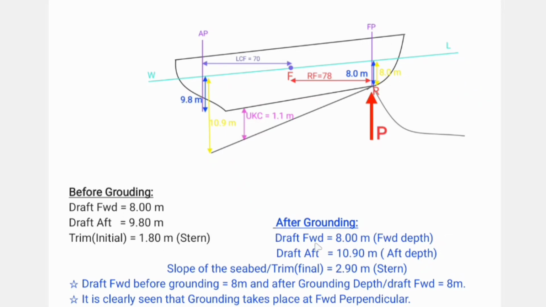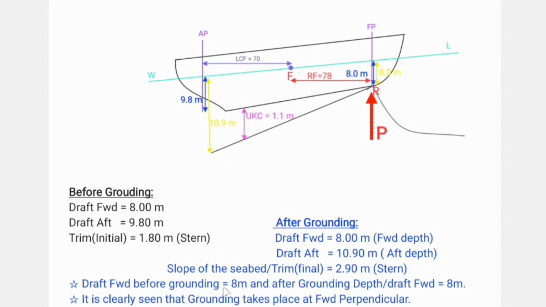After grounding, drop forward or forward depth, which is given in the question, is equal to 8 meter. Drop up is equal to 10.9 meter, or up depth or up drop is the same. So final trim or the slope of the seabed, that is 10.9 minus 8, that is 2.9 meter. So this must be the slope, which is equal to the final trim, that is 2.9 meter by stern.